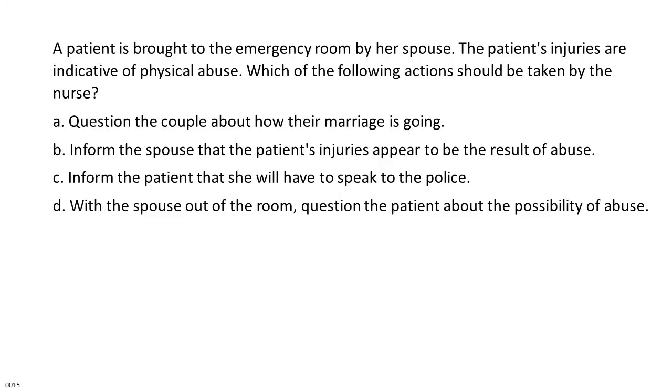A patient is brought to the emergency room by her spouse. The patient's injuries are indicative of physical abuse. Which of the following actions should be taken by the nurse? A. Question the couple about how their marriage is going. B. Inform the spouse that the patient's injuries appear to be the result of abuse. C. Inform the patient that she will have to speak to the police. D. With the spouse out of the room, question the patient about the possibility of abuse.